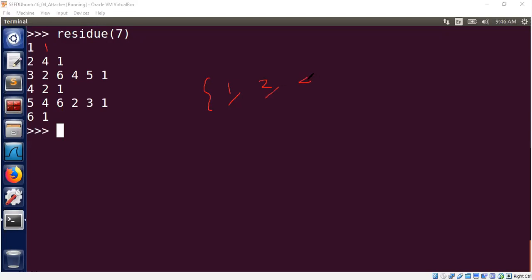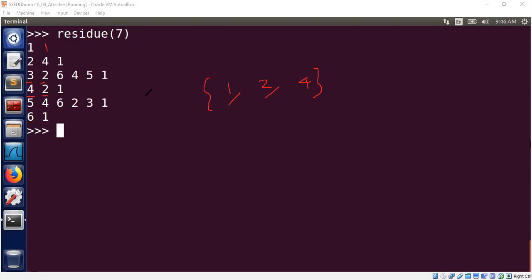4 is clear because 4 is 2 square, right? But 2 is also a quadratic residue, because 2 can be written as, you can see, 3 power 2 is 2, and 4 power 2 is also 2 in mod 7, right? 4 square is 16, 16 mod 7 is 2. 3 square is 9, 9 mod 7 is 2. So we are clear about this part.